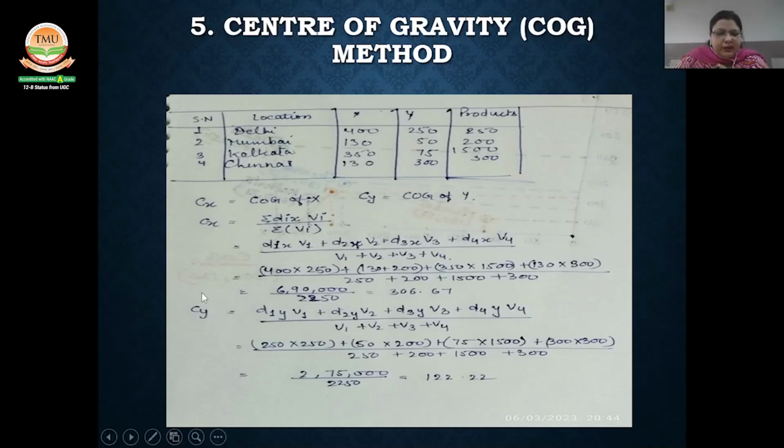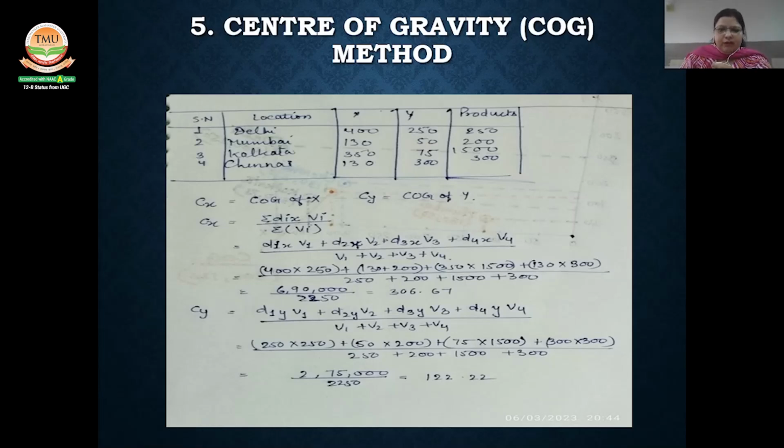First of all, we have to find out Cy. Cy is also calculated as per the Cx. d1y v1, d2y v2, d3y v3 and d4y v4, again divided by the different products range. Okay, v1 plus v2 plus v3 plus v4. Now multiply again in the same way: 250 multiplied by 250, 50 multiplied by 200, 75 multiplied by 1500 and 300 multiplied by 300. Now the answer is 122.22.